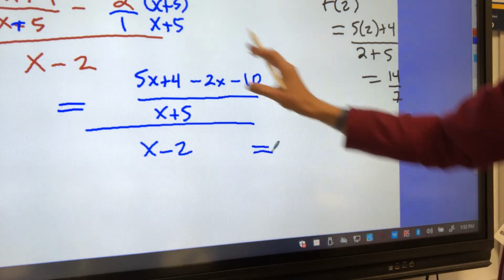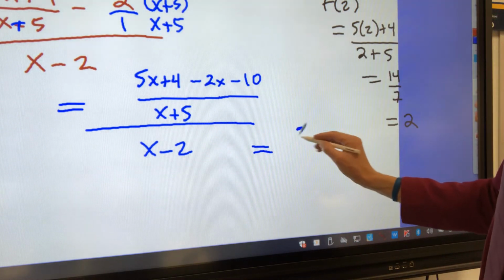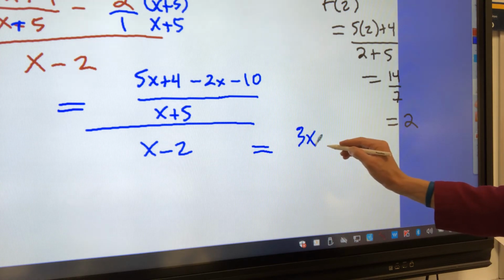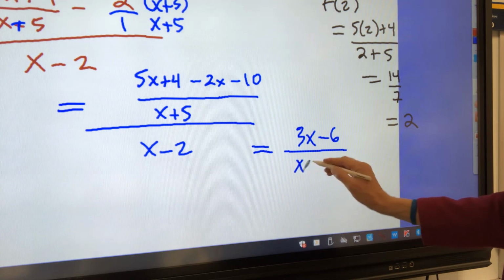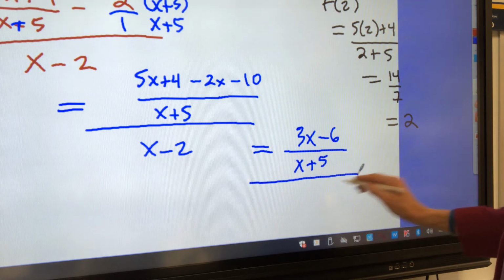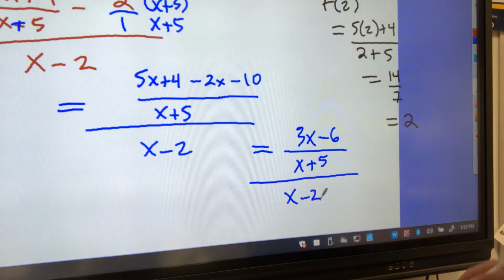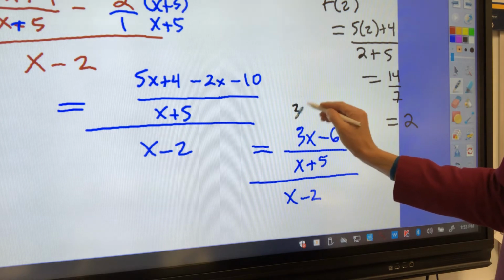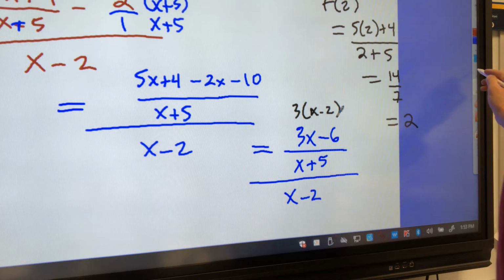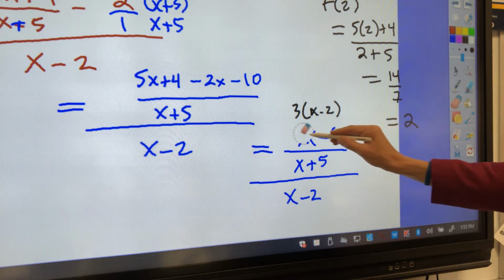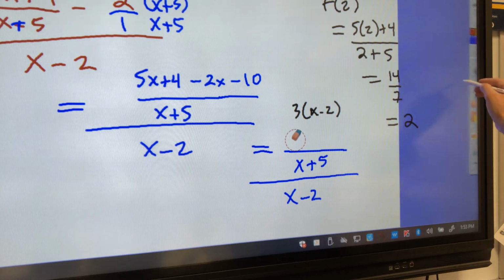So now, up top here, that numerator is 3x minus 6, divided by x plus 5, divided by x minus 2. All right, well, notice here, I can factor out the 3, then I'm left with an x minus 2, which I'm just going to change. You might have to rewrite this.